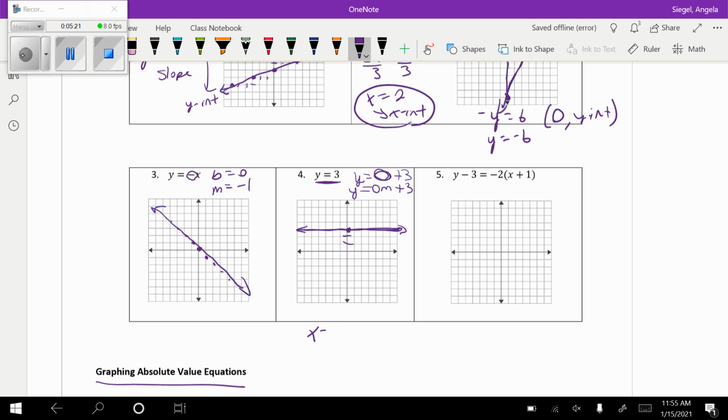If we have x equals 3, that is going to be a vertical line because it is not in y equals mx plus b form. We can't get it into that form.